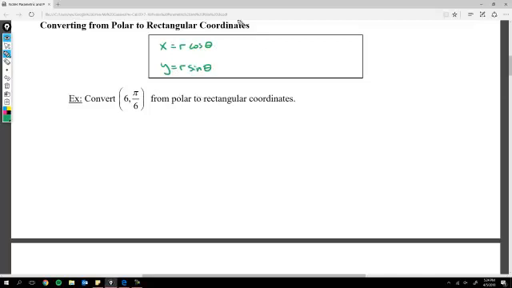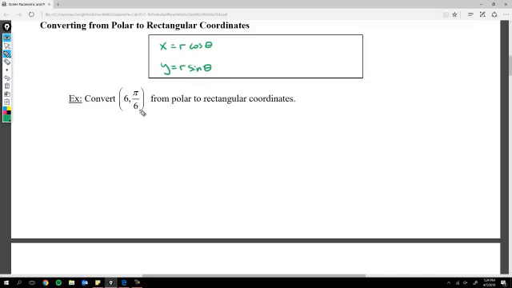If you remember from last semester, x always went with cosine and y always went with sine because of the unit circle. x was always your adjacent and y was always your opposite. So that's why x always went with cosine and y always went with sine. It's the same thing here. It doesn't change, except now they both have an r attached to them.